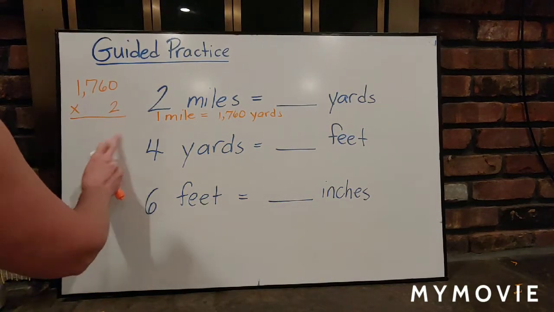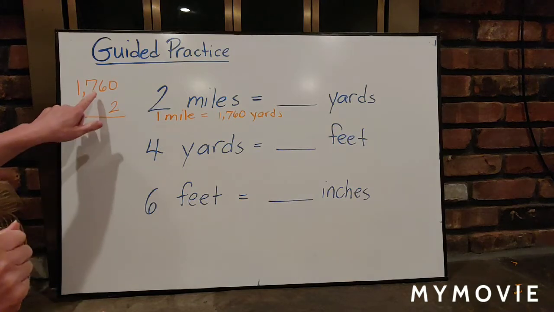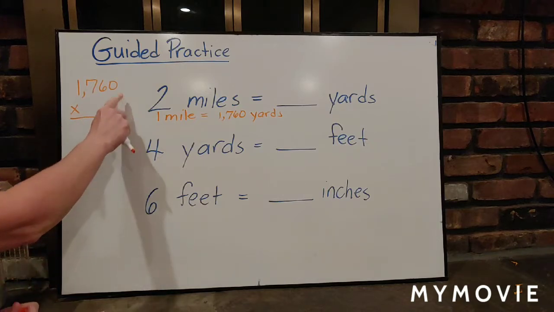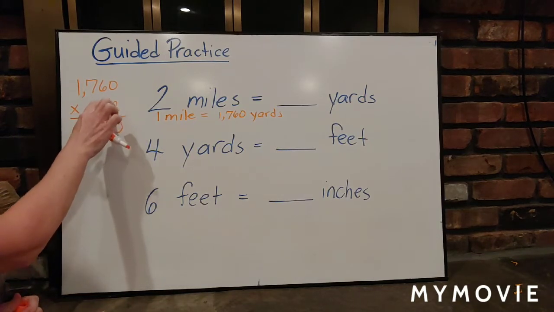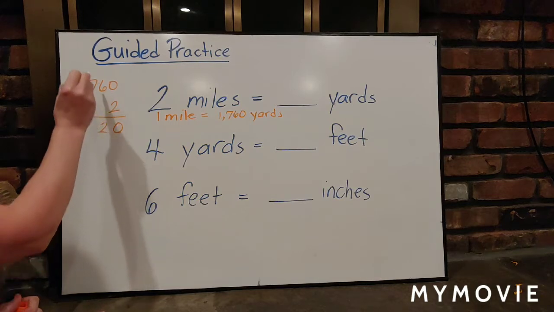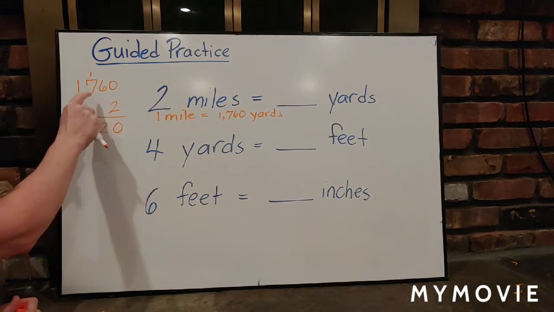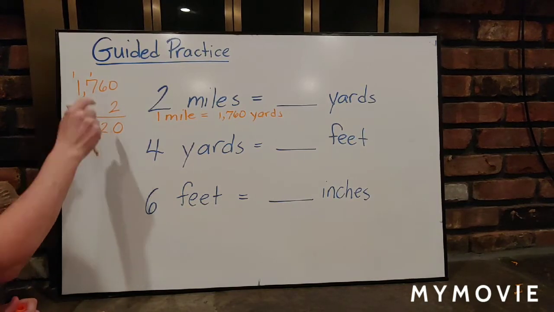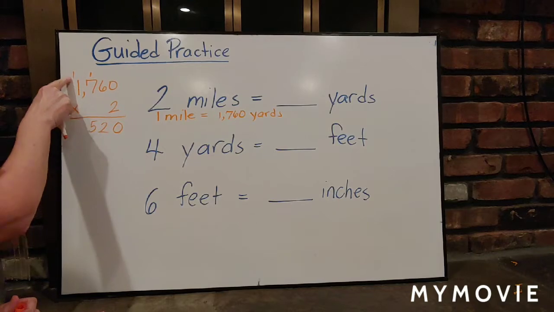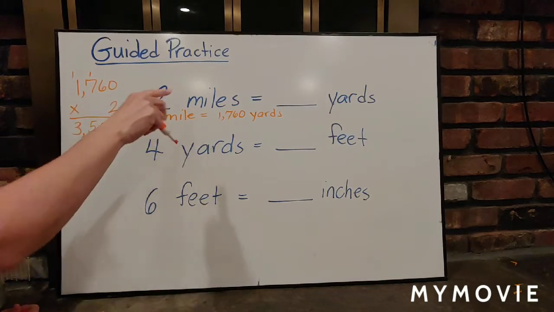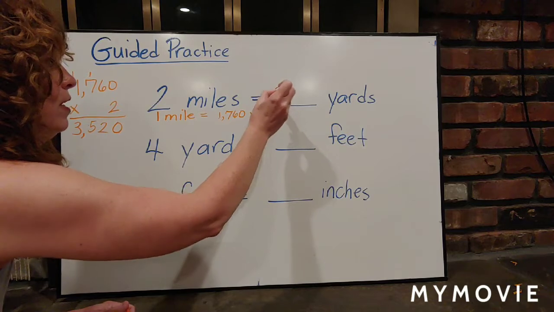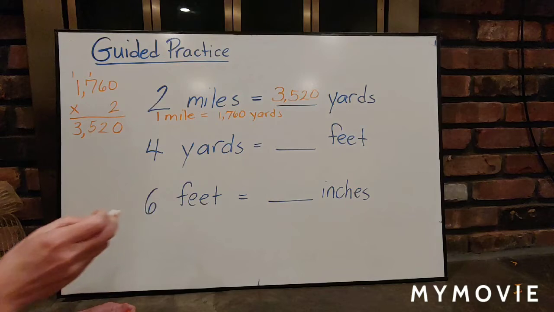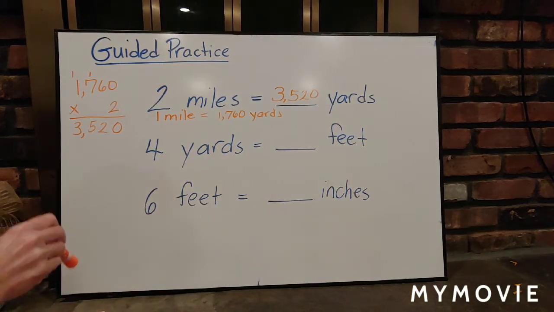Okay, so let's start this one again. So we're going to do 1,760 times 2. All right, 2 times 0, 0. 2 times 6, 12, put the 2 down, put the 1 up. 2 times 7, 14, plus 1 is 15, put the 1 up. 2 times 1 is 2, plus 1 is 3. So 2 miles equals 3,520 yards. All right, let's do our next one.